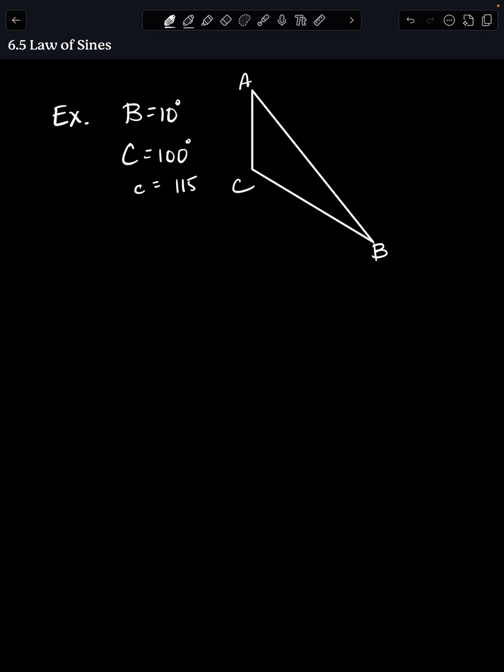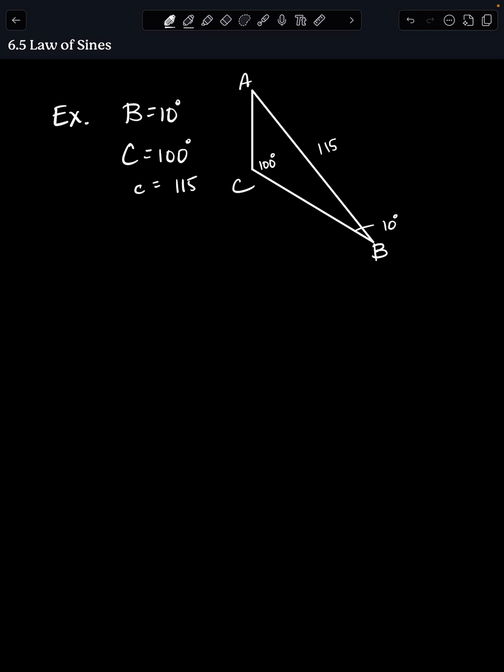All right, so the information we are given is that angle B is 10 degrees. We're given that angle C is 100 degrees, and that side C is 115. All right, now what are we doing here? We're actually solving the triangle. Remember, when we solve a triangle, you have to give me all three angles, all three sides.